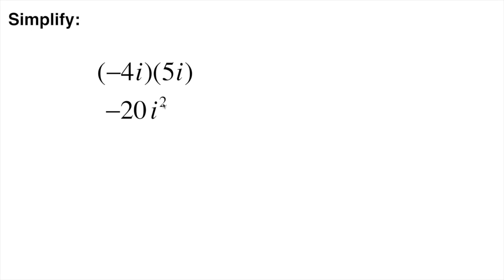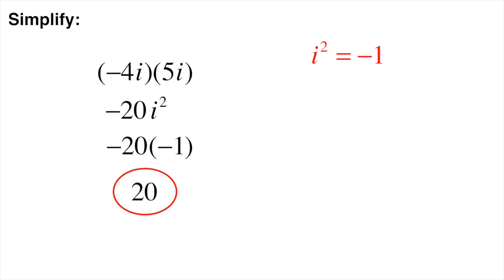Now, here's where it changes though. We have to remember the very important rule with imaginary numbers: i squared is equal to -1. That's a crucial part here. So now that I know that i squared is equal to -1, I'm going to substitute -1 in here for this i squared. So that'll give me -20 times -1. Well, -20 times -1 is +20. So my answer in this case is +20.